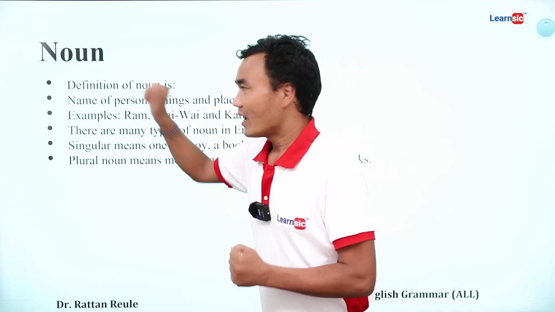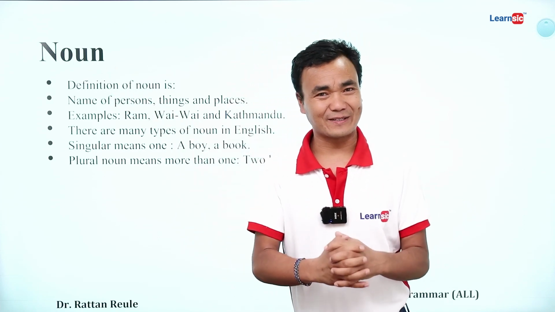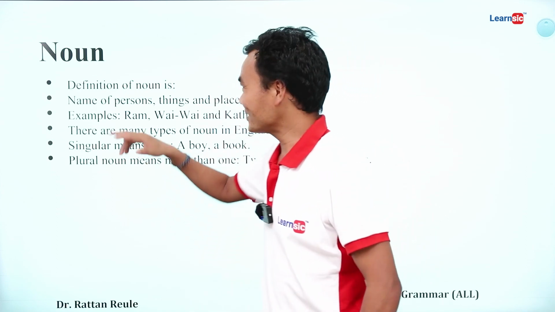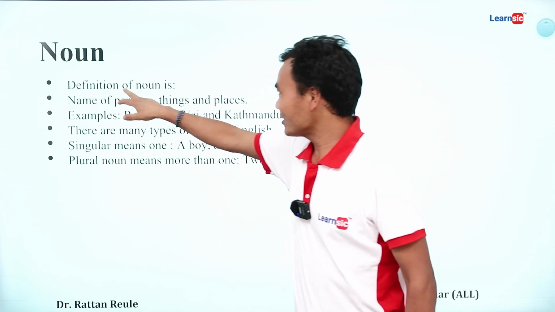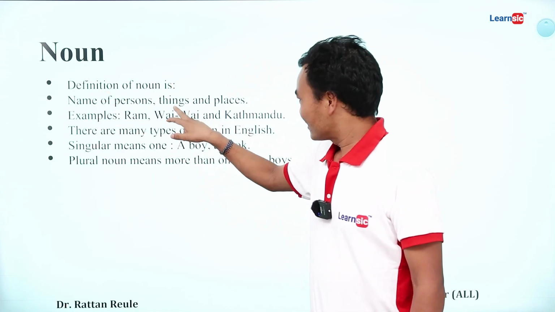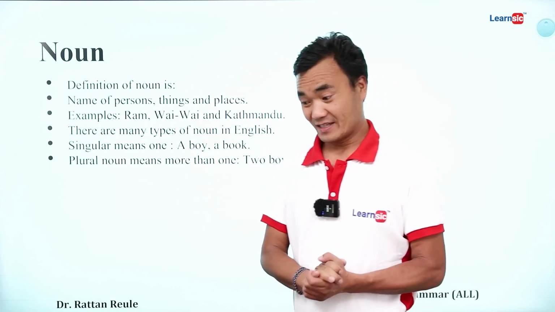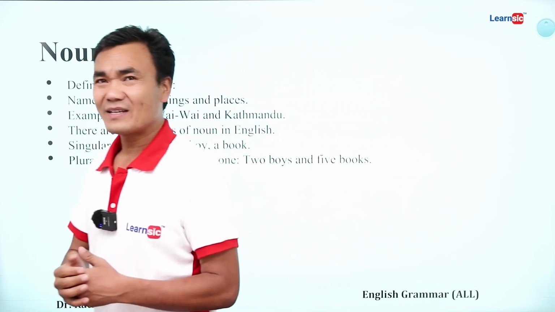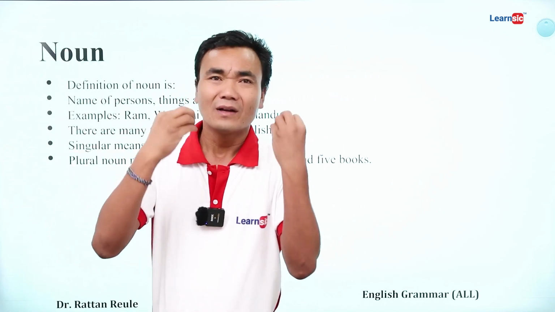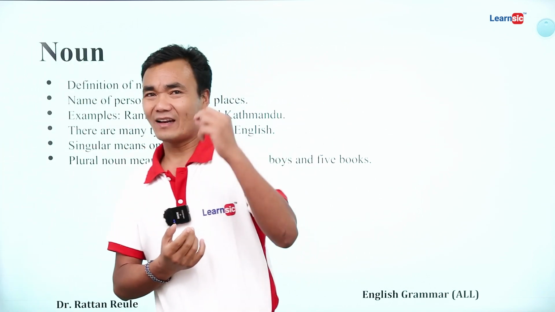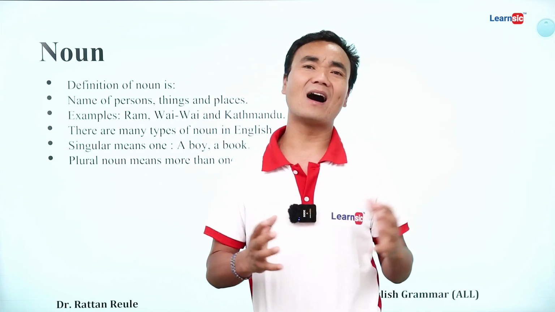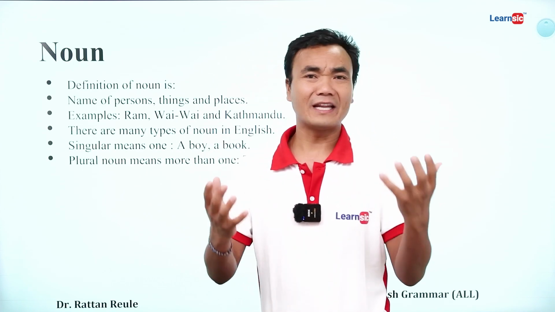Okay, noun. My dear all English learners, for your kind information and better learning, I must tell you that the definition of noun is name of persons, things and places. So I tell you that there is nothing without a name in the world. The first concept is that all the touchable things in the world are nouns, which we call names.